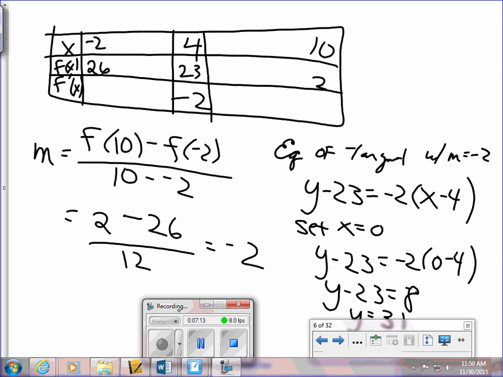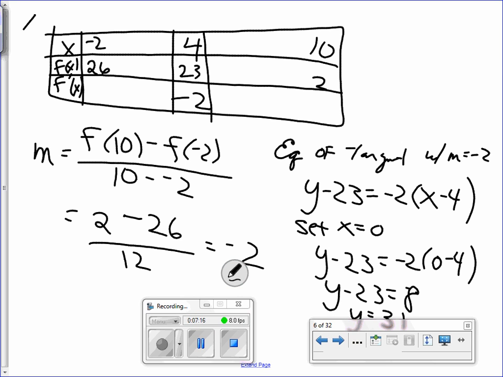So for number 4, they gave you this chart. I didn't copy the whole thing, but basically in the chart they gave you values of x. They gave you f of x values, so the y coordinates of the points. And then the third row were the derivatives of those points. And they ask you to find out where the tangent line that has the same slope as the secant line would cross the y-axis. So it was a lot to do.